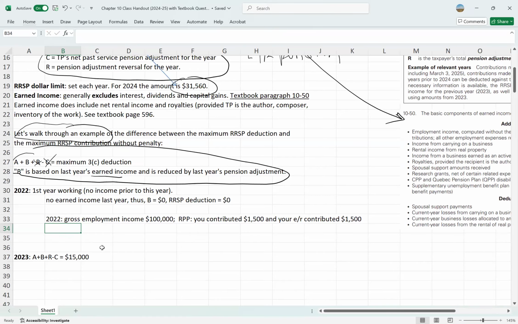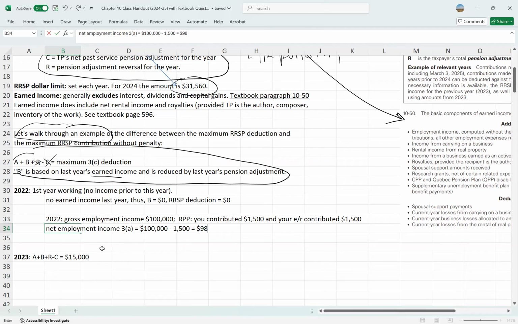So for 2022 then, if you remember from chapter 3, your net employment income, the amount that you include in 3A, will equal the 100,000 minus the amount that you put into the RPP. Because remember, if you put money into an RPP, that's going to reduce your net employment income. That's the same thing as RRSPs, that tax deferral. You put money into an RPP through your company, you get a deduction when you're calculating your net employment income.